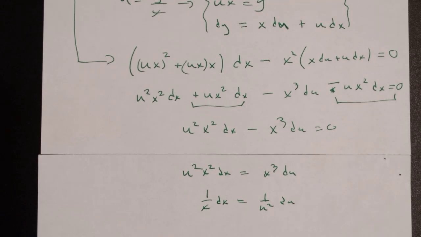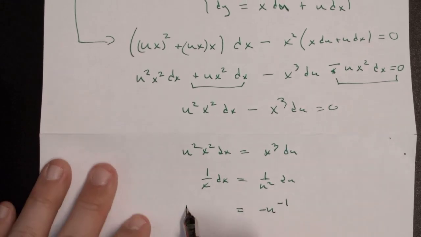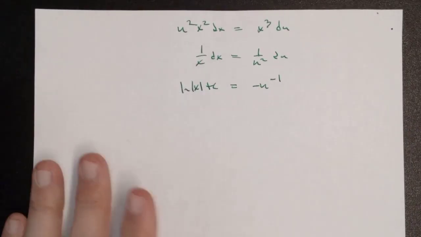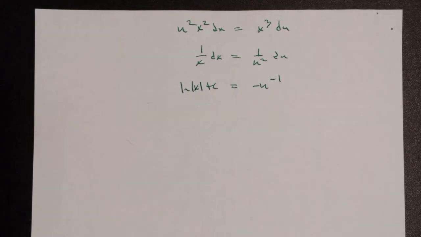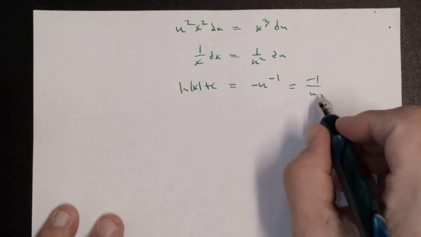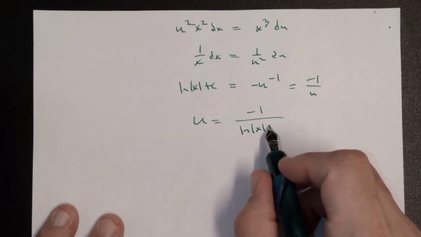Remember, we're thinking of u as a function of x. X is the independent variable, u is the dependent variable. So when I integrate this, I get negative u to the negative 1 equals ln absolute value of x plus c. I put the plus c on the independent variable side. That's why I made you think about it. Oh, move the minus sign over and flip this because this is minus 1 over u. That means that u equals minus 1 over ln absolute value of x plus c.